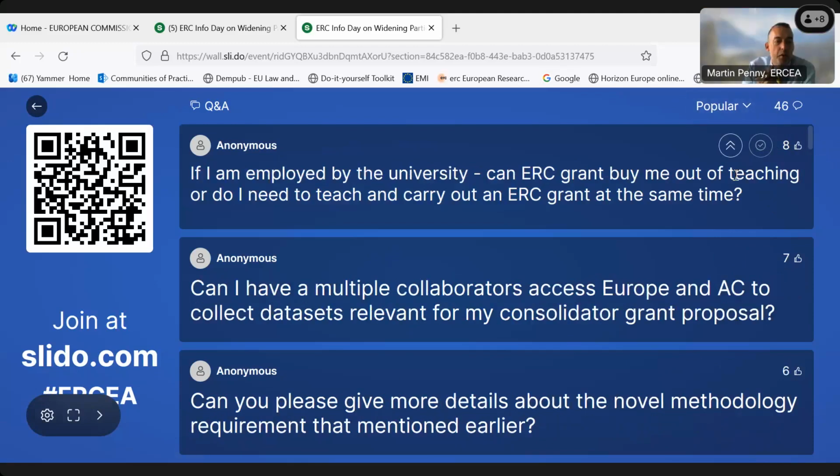If I'm employed by a university, can an ERC grant buy me out of teaching, or do I need to teach and carry out an ERC grant at the same time? So this is something for you to negotiate with your host institution when you're preparing your proposal and your budget. For example, we often see PIs put a part of their salary on the grant, and we know that this is in order to replace them from teaching. But this is something for you to negotiate with the host institution.